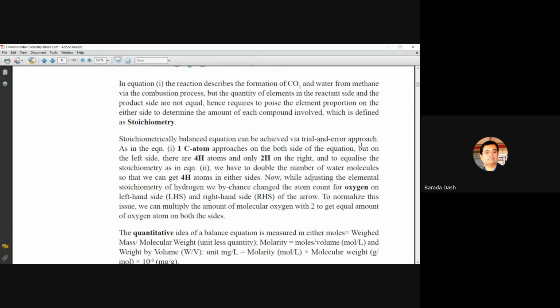So you have to do a trial and error. That means the first time you take one oxygen, and if it is not working, take two oxygen, and then check how many molecules of water are coming out. If one molecule is coming out and it's not working, multiply it by two to make it a balanced equation.